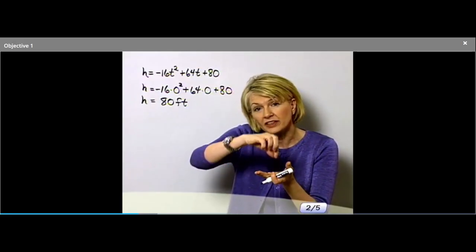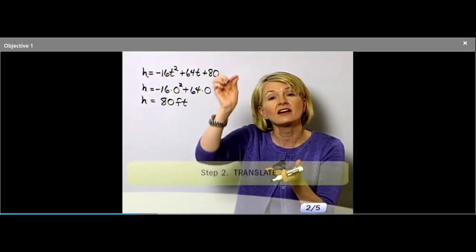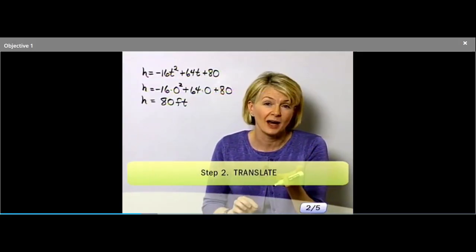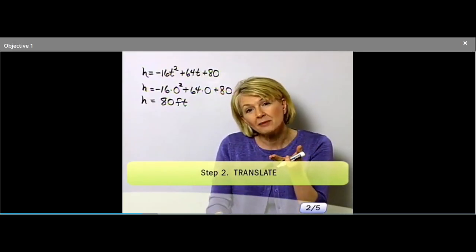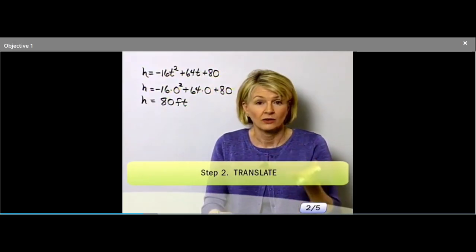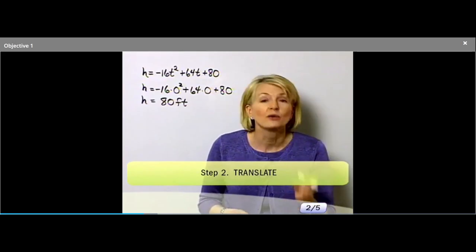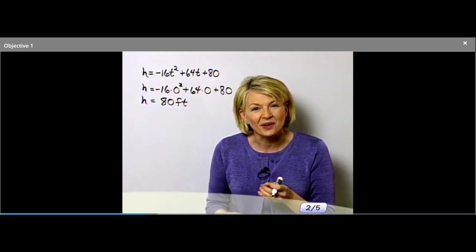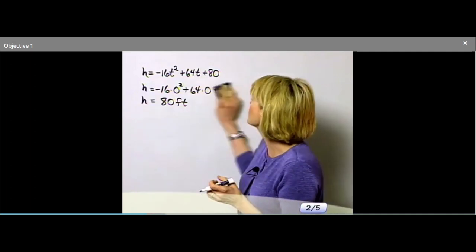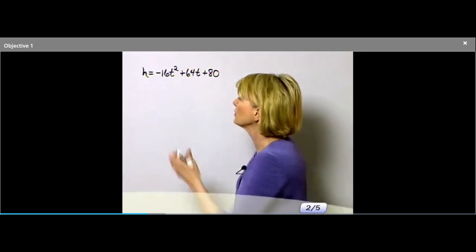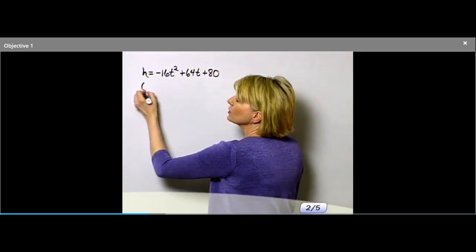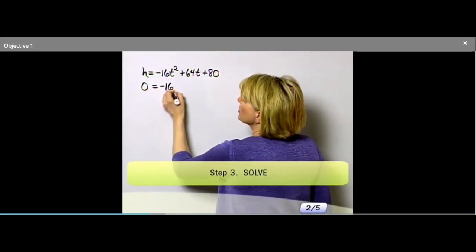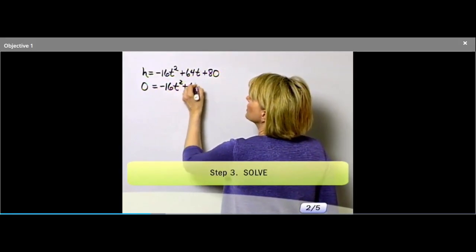The height will increase and then at some point decrease, and we're interested in when will the object hit the ground. Well, when the object hits the ground, what is the height of the object? When the object hits the ground, its height is 0. So, to answer the question posed to us, we are interested in finding t when h is 0. So, we need to solve this quadratic equation.